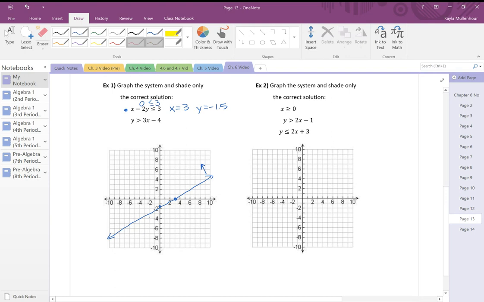Okay, so think of these lines as cutting your graph into different sections. This line is cutting it into two sections, the above and the below. Right now we're shading above. So we don't want any shading to happen down here for our final answer.